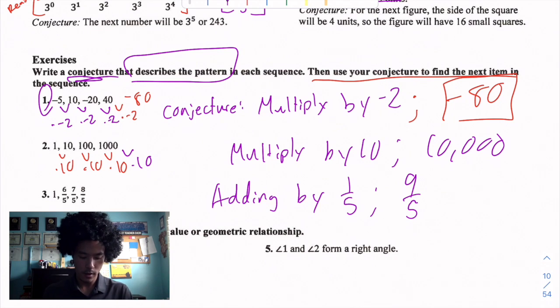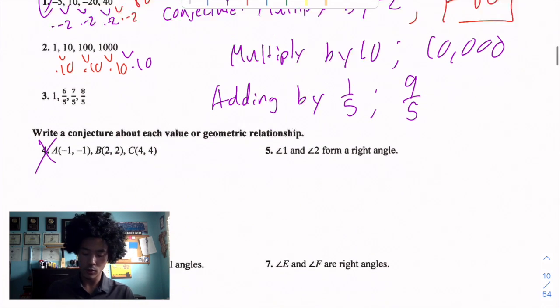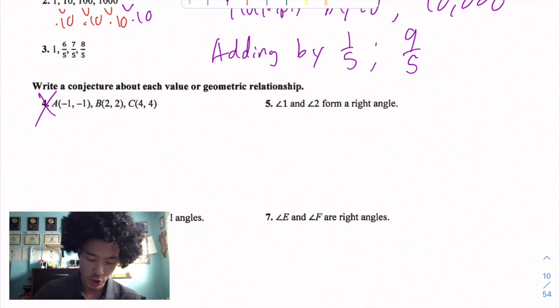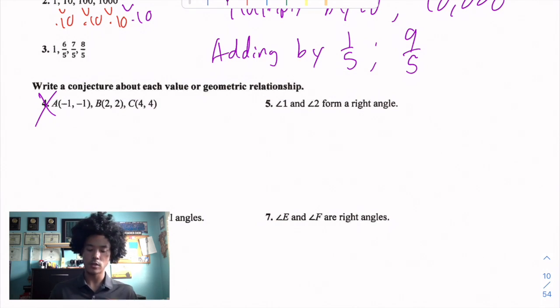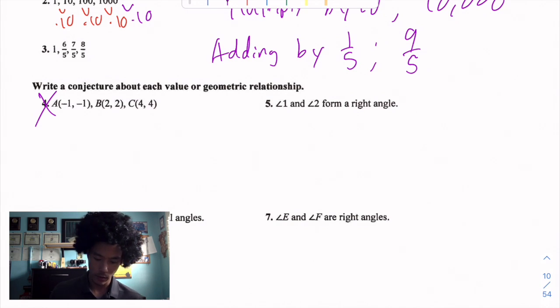It's like the algebra part, right? We're gonna switch over to geometry here. So write a conjecture about each value or geometric relationship that we see. Okay, so here's the statement. Angle 1 and angle 2 form a right angle. So what does that mean here?